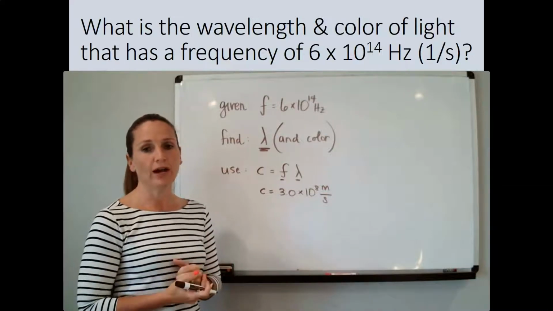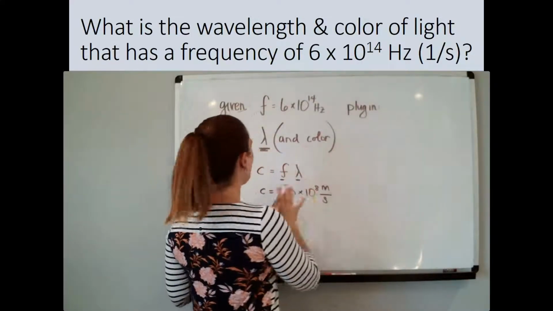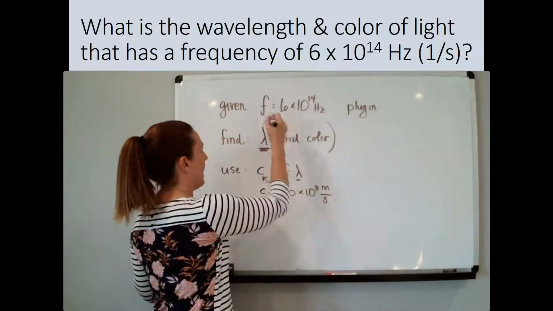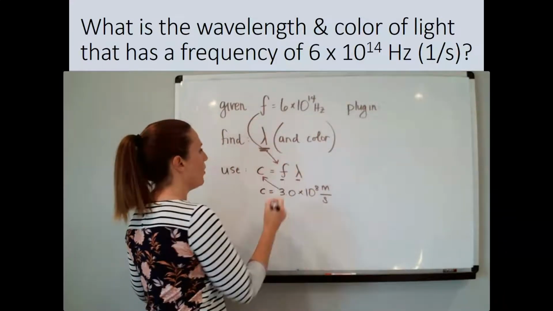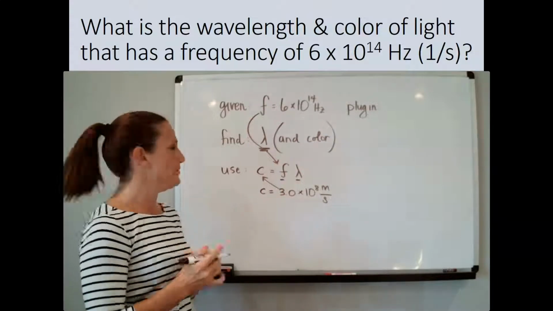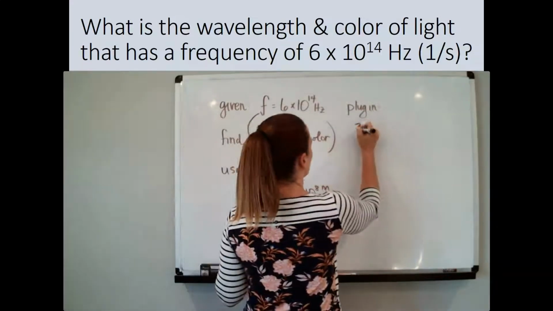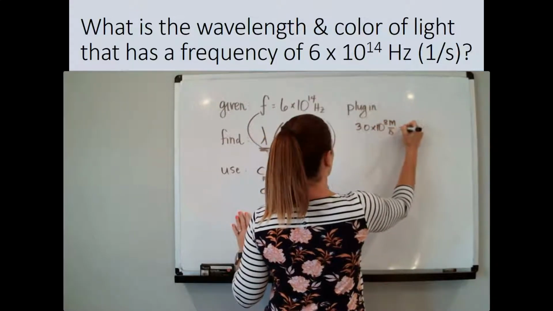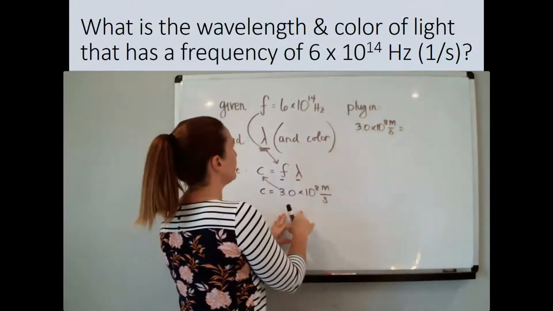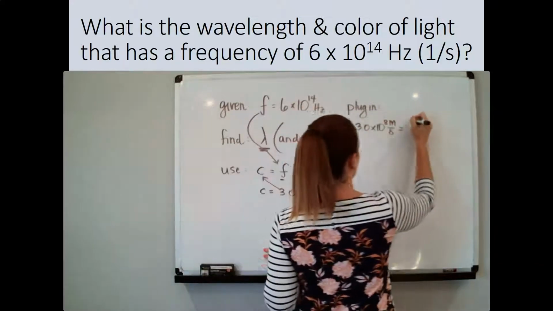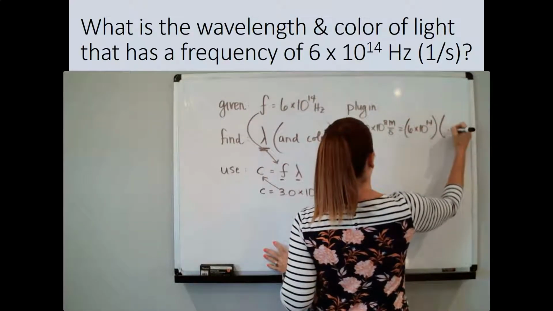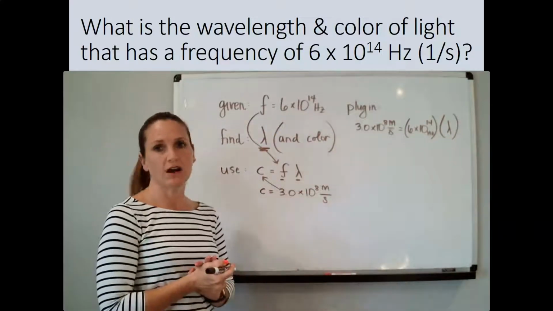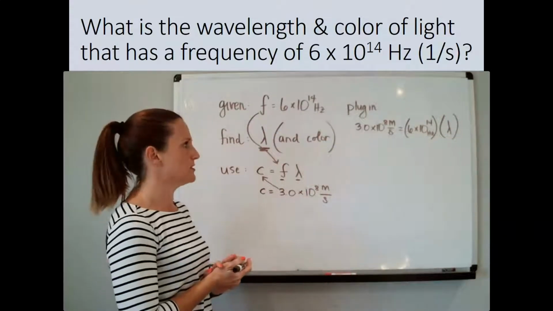So it's time to go ahead and plug in. When I plug in, I am going to plug in C and frequency where they go. And of course, I'm solving for wavelength. So I get 3.0 times 10 to the 8th meters per second is equal to my frequency, 6 times 10 to the 14th, times my wavelength. The units of frequency are hertz, which are 1 over seconds.